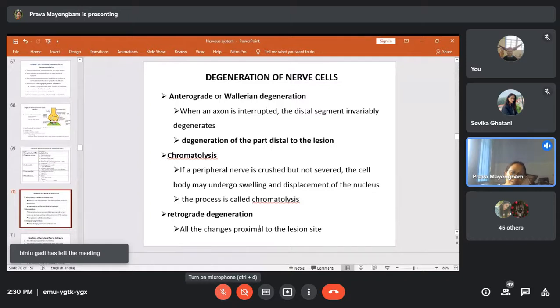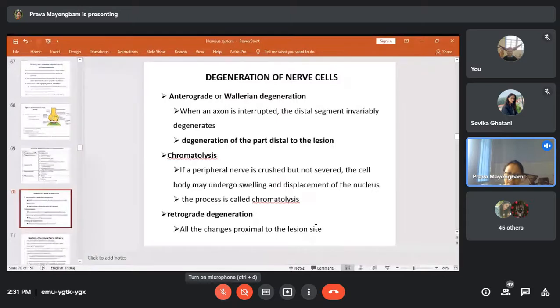Another way of degeneration is retrograde degeneration. That means all the changes proximal to the lesion site. That means if the lesion is at the axon terminal and the degenerative changes are happening in the axon hillock or in the body of a neuron, then that kind of degeneration is called retrograde degeneration. Okay, so there are three modes of degeneration of nerve cells. One is anterograde, another is chromatolysis, another is retrograde degeneration.